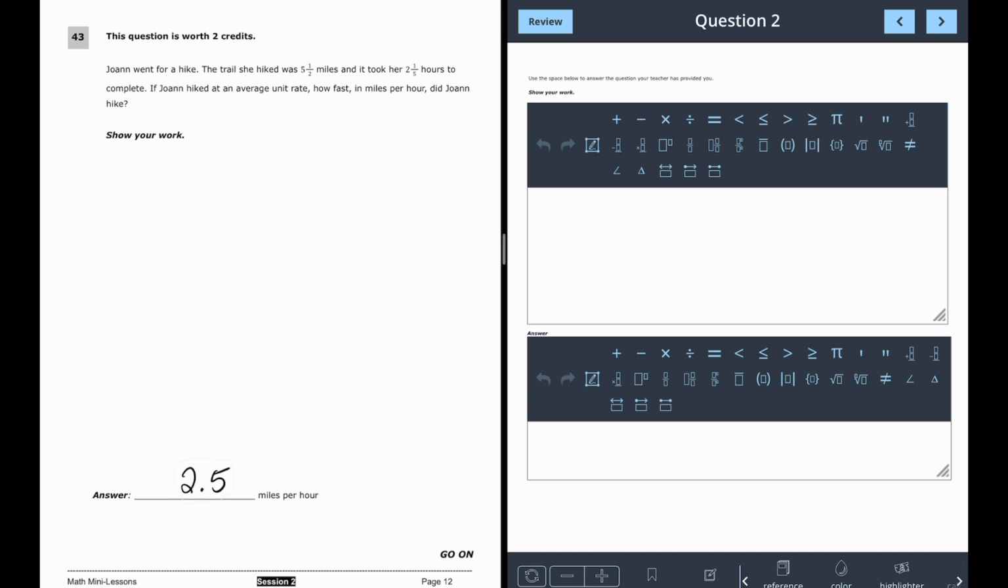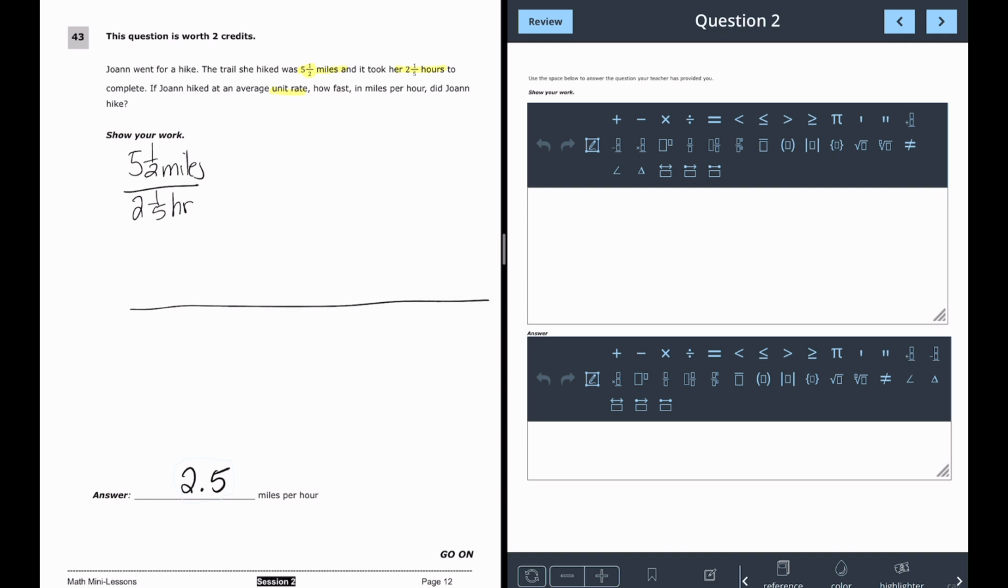Joanne went for a hike. The trail she hiked was 5.5 miles, and it took her 2 1/5 hours to complete. If Joanne hiked an average rate, how fast in miles per hour did Joanne hike? Okay, so she did 5.5 miles in 2 1/5 hours. So I'm going to do a fraction way for doing this, and I will do a decimal way for doing this. I'll do the fraction way first.